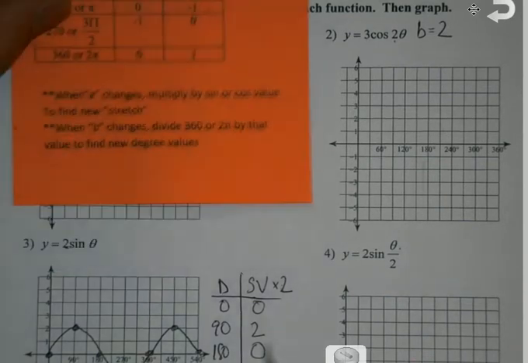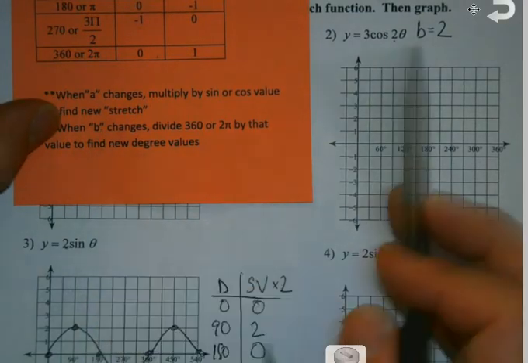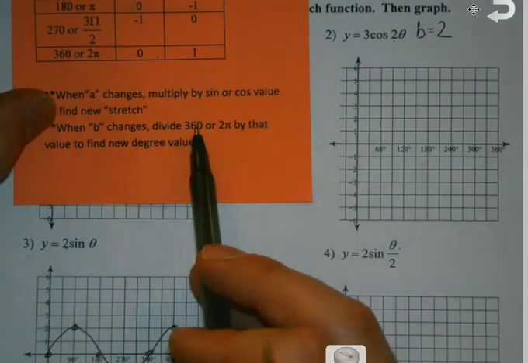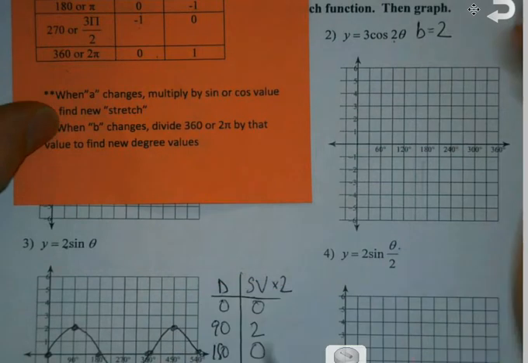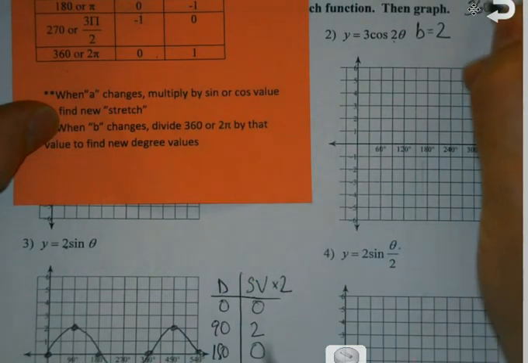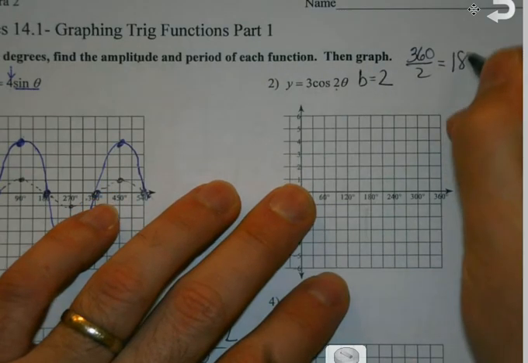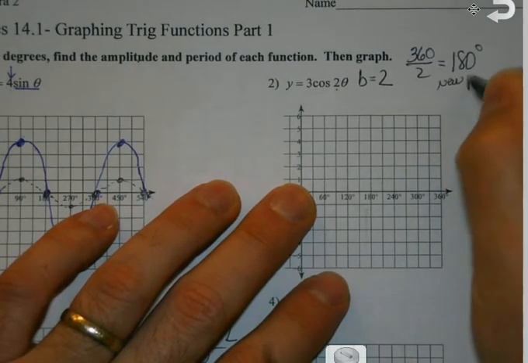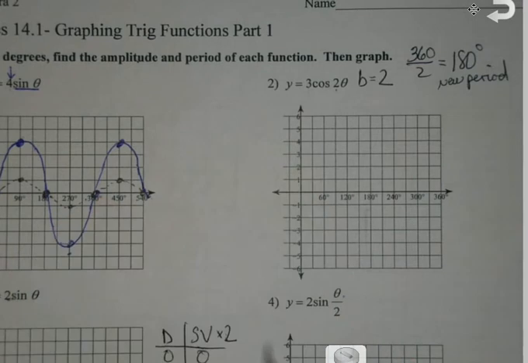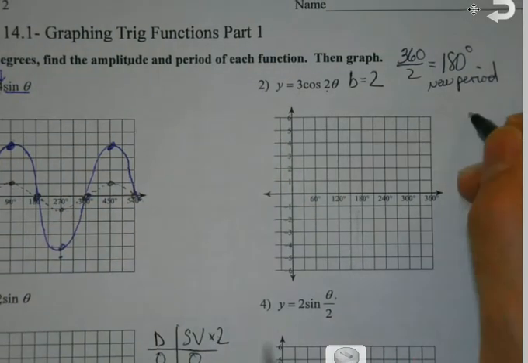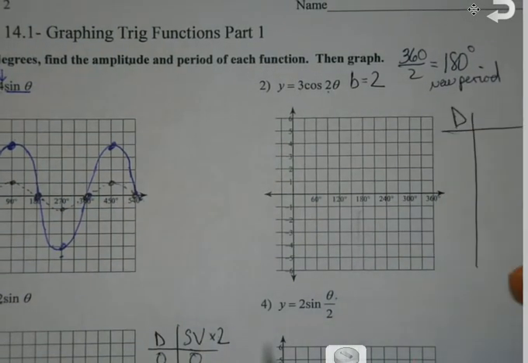That's the completion of a cycle or a period. Well, when I get here with my B value, when my B changes, which it did, divide 360 by that value. Okay, so 360 divided by 2 is 180 degrees. Which is my new period. Well, what does that mean? That means if I go to make a chart, instead of my chart going from 0 to 360 at the end, it's going to start at 0, and it's going to end at 180. Well, how do I get the numbers in the middle? Well, let's think about it for a second.